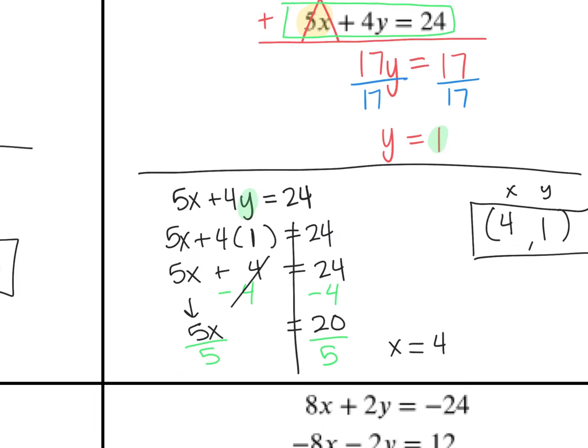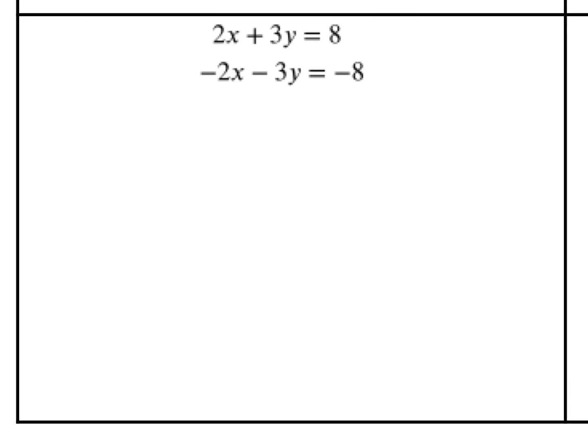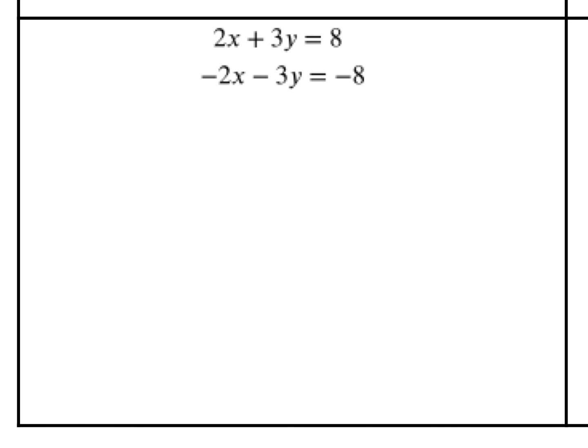All right, we have another one down here. 2x plus 3y equals 8, and negative 2x minus 3y equals negative 8. Okay, so again, same steps. We're going to add the two equations together. And when we look for our opposites, this one is interesting because we see that 2x and negative 2x are opposite signs. 3y, negative 3y, those are opposite signs. And even the constant has an opposite sign. So let's see what happens when we add these together.